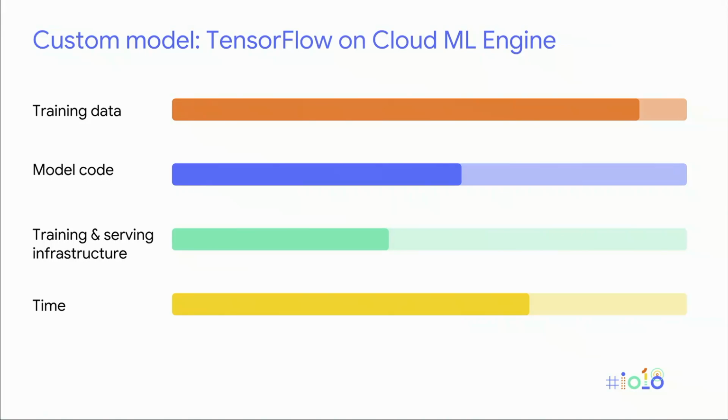And then finally, if we think about a custom model built with TensorFlow running on Cloud ML Engine, you will need a lot of training data. You will have to write a lot of the model code yourself. And you'll need to think about whether you want to run your training and serving jobs on-premise, or if you want to use a managed service like Cloud ML Engine to do that for you. And obviously, this process will take a little bit more time.